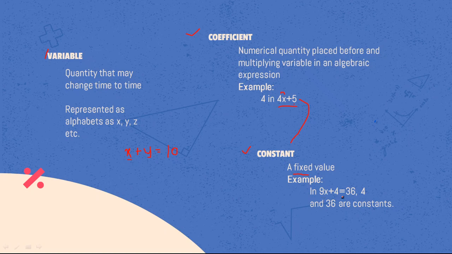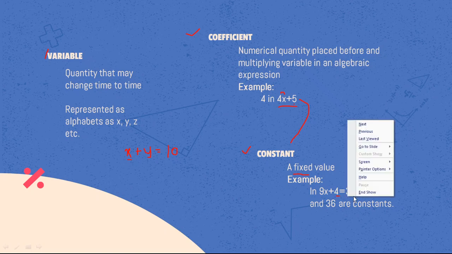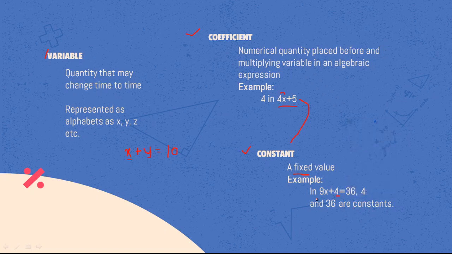For example, in 9x plus 4 is equal to 36, you see, 4 and 36 are fixed values. They cannot be changed. That's why they are called constants. But why is 9 not a constant here? You see, 9 is coming before a variable and it's multiplied by that variable. That's why 9 is a coefficient.